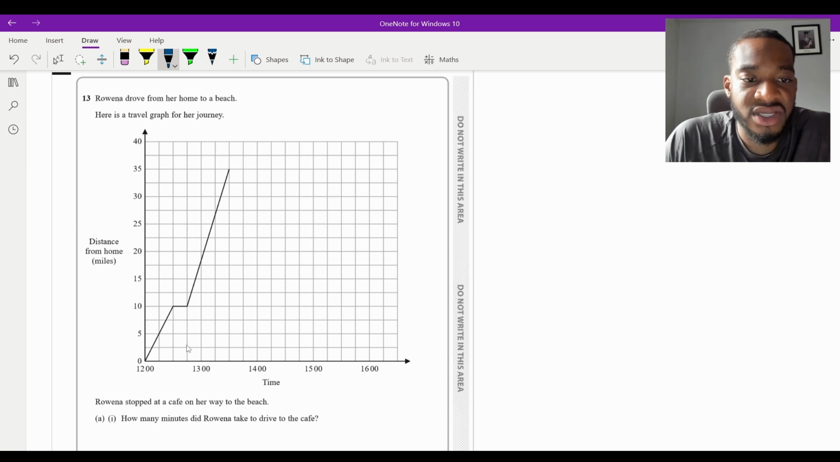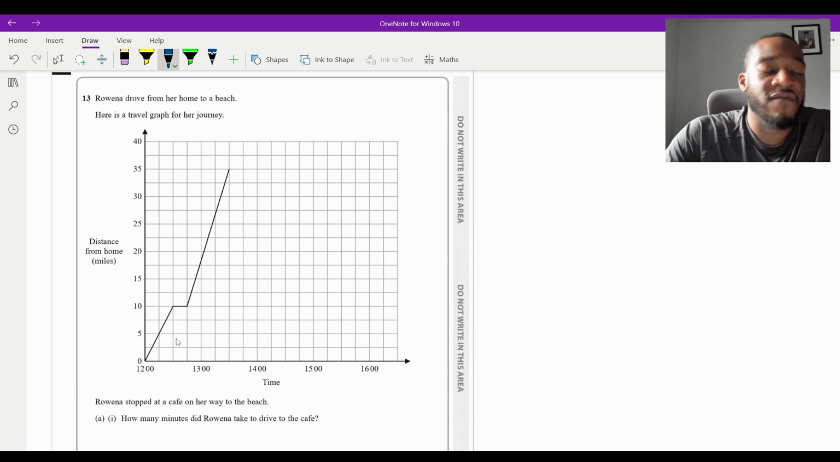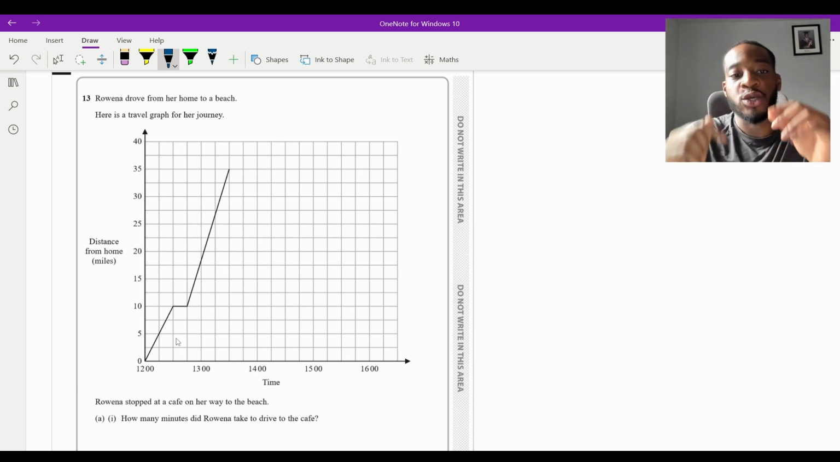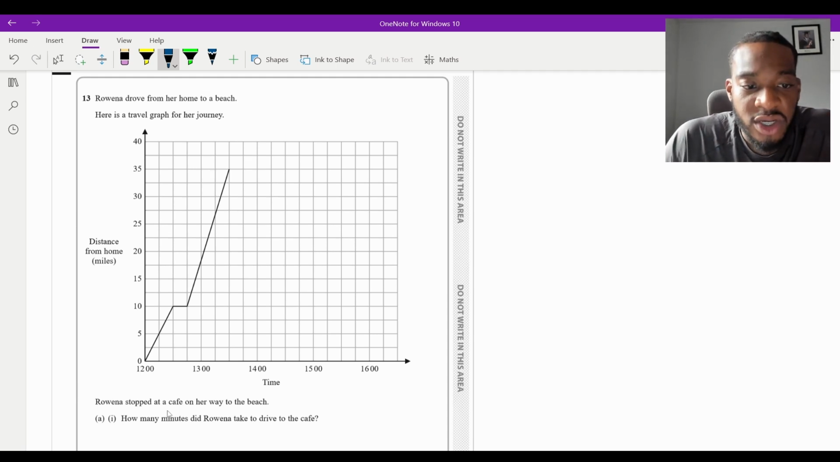So remember, we're dealing with a distance time graph, right? The further the graph goes up shows you how far away you are from your starting point. And if there are any horizontal lines, that just means that you are not going anywhere. You are staying put. So if Rowena stopped at a cafe on her way to the beach, it must be represented by this horizontal line here.